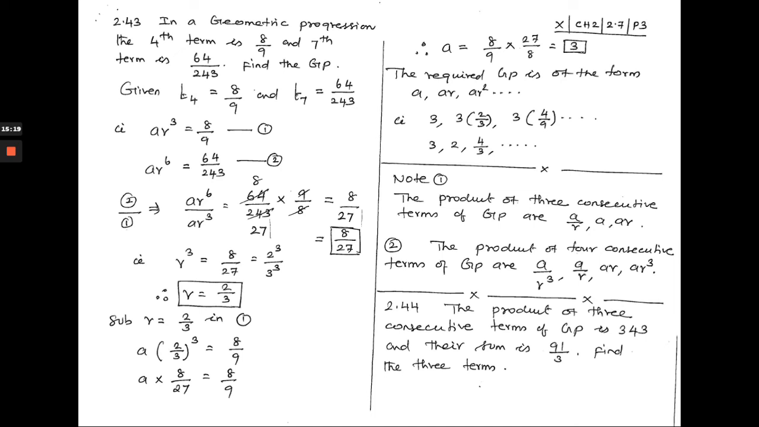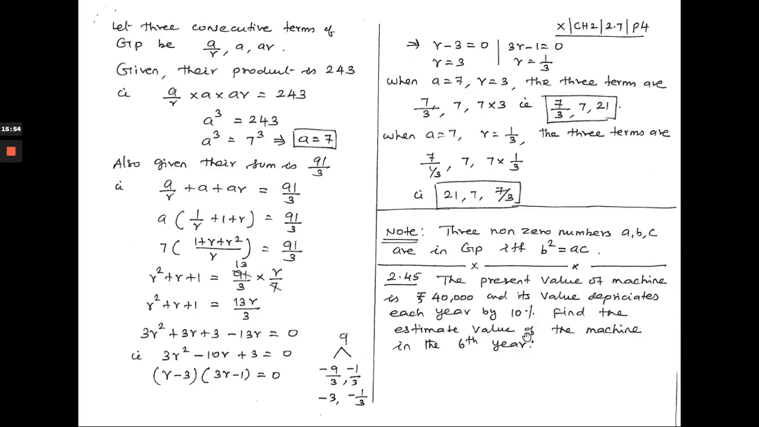Next, example 2.44. The product of 3 consecutive terms of a GP is 343 and their sum is 91 by 3. Find the 3 terms. Right. Already it says that 3 consecutive terms are of the form A by R, A, AR. Here their product is given as 343 and their sum is 91 by 3.